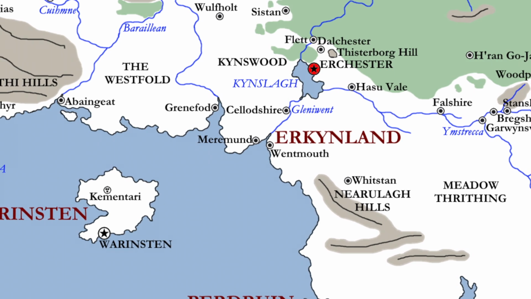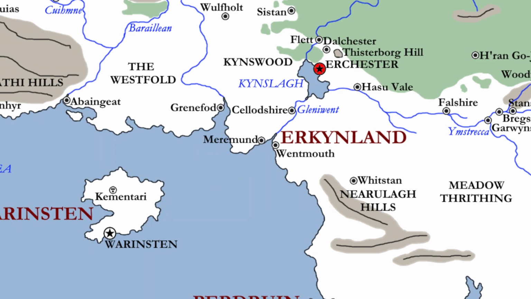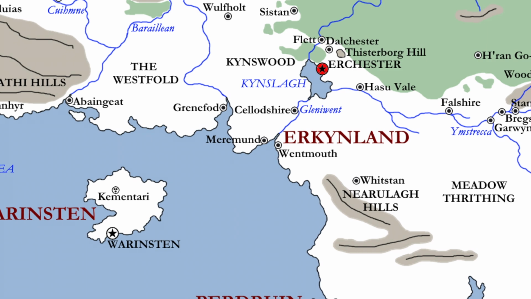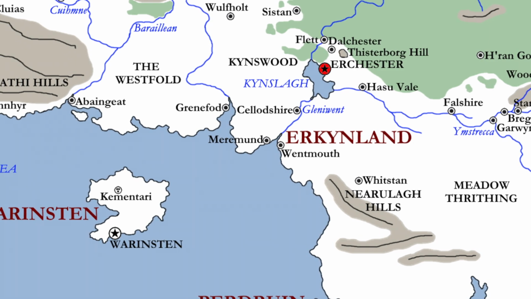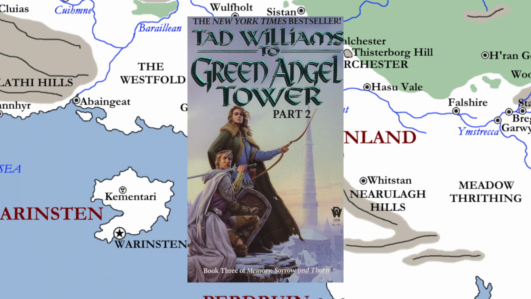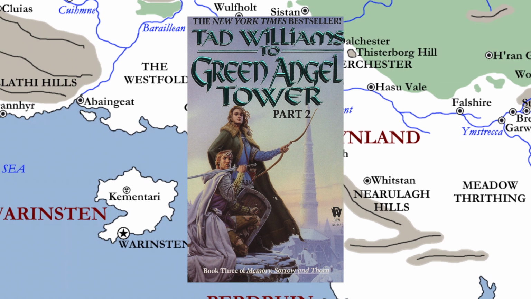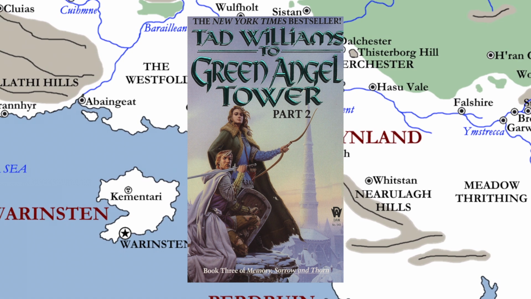It is worth noting that the Heyholt is also referred to in the text as Asua, which was its proper name under the Scythi rule centuries ago. The only remaining structure from the original Scythi capital is the Green Angel Tower, and wouldn't you know it, that just happens to be in the title of the third book of Memory, Sorrow, and Thorn. Wonder what that could mean.